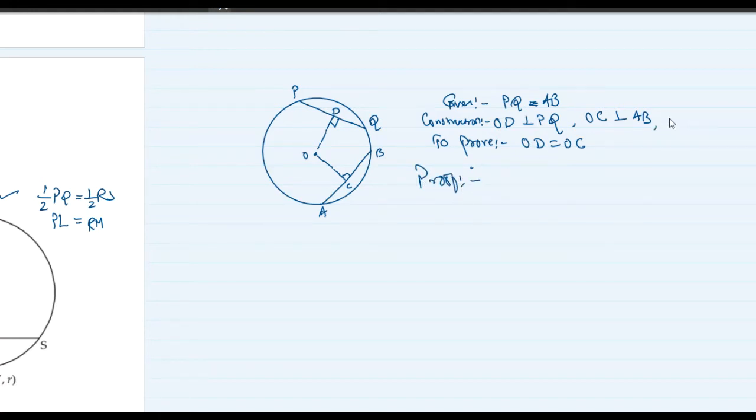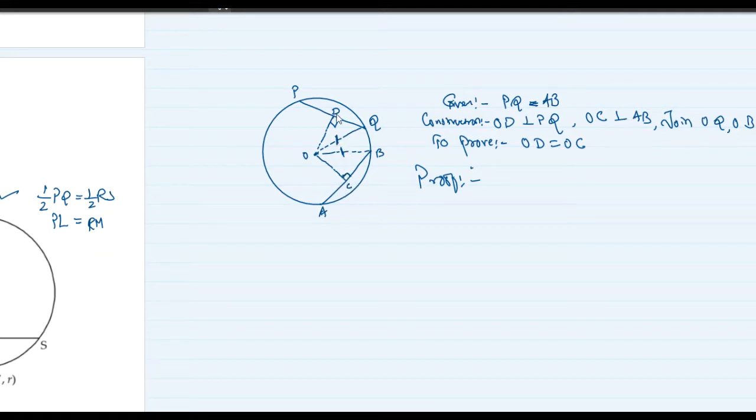and there is one more construction: join OQ and OB. So if you join these two lines, what do you get over here after joining OQ and OB? Basically OB is equal to OQ.